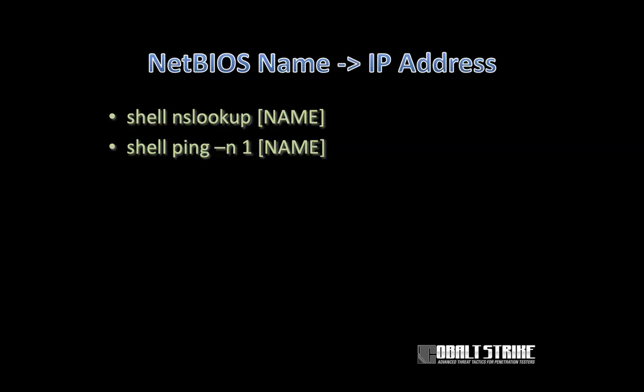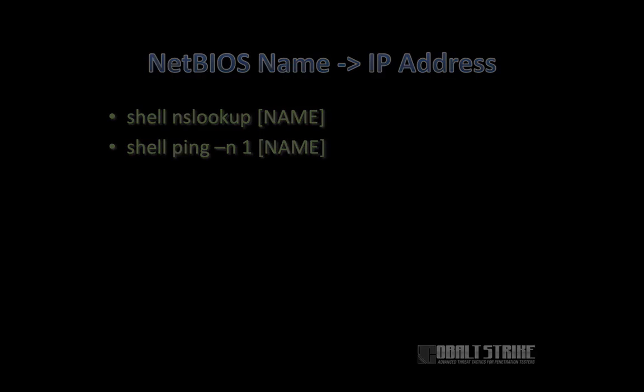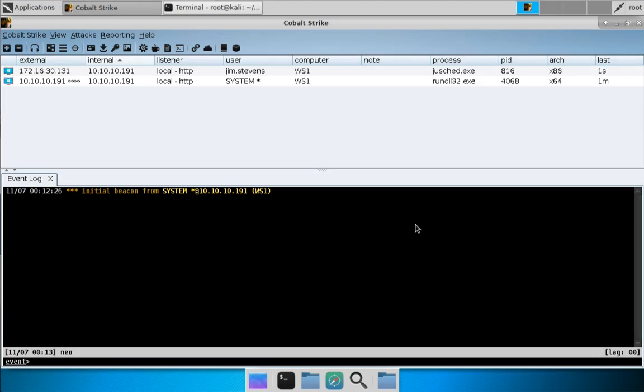When working with Active Directory, you're going to be dealing with three kinds of addresses. The NetBIOS name for a computer, which is a bare name like workstation or workstation1. You will be dealing with a fully qualified domain name, which would be something like ws1.corp.acme.com, and IP addresses as well. If you want to turn a NetBIOS name into an IP address, use nslookup or ping the system with one packet. Here we are in Kali Linux, and let's take a look at some domain reconnaissance.